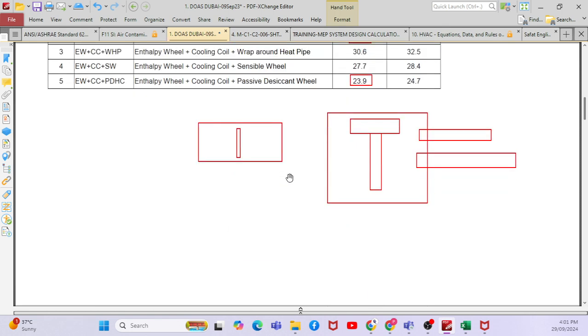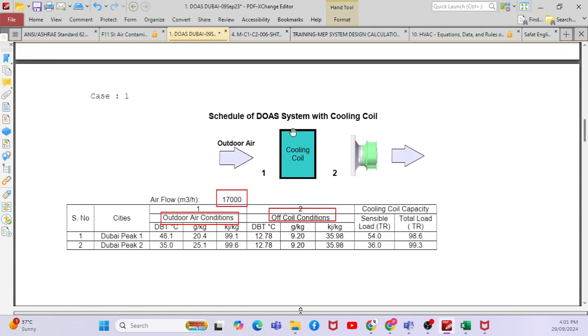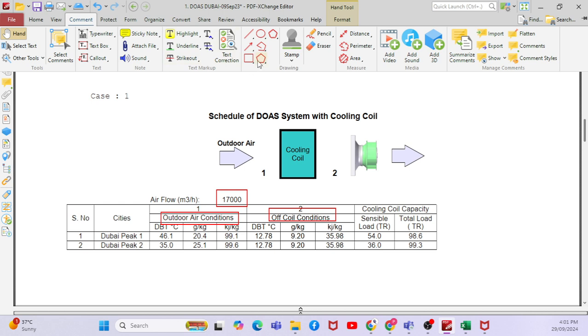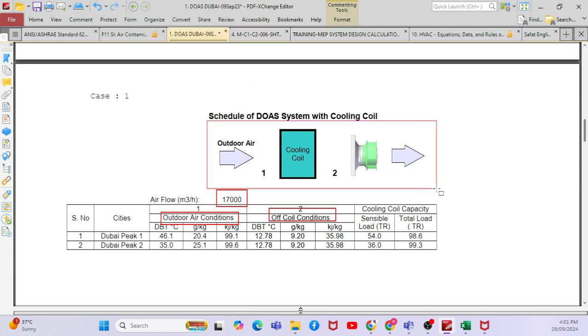Clear, right? So say for example, I have one FHU. This is the FHU where I have the filter, then I will have a cooling coil, then I have a blower, then I am going to supply into the space, right? If you talk about here, what is the condition? Outdoor air condition, before the coil and after the coil. So condition 1 is before the coil and condition 2 is after the coil. You can see the two conditions.